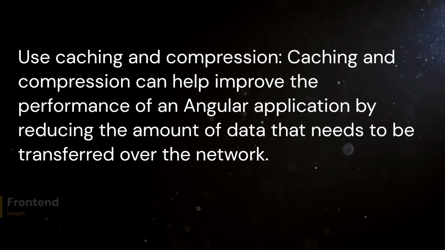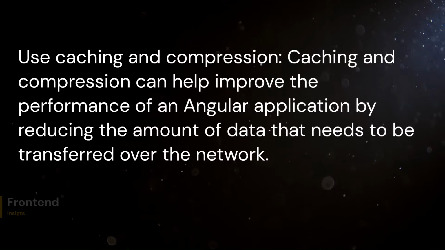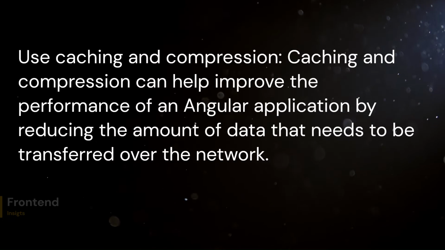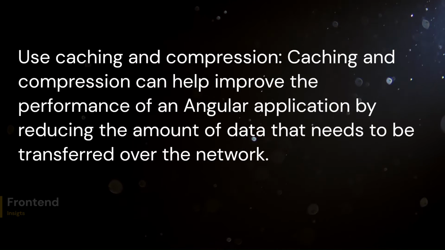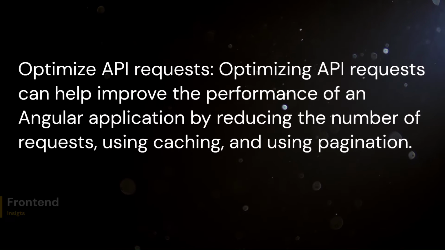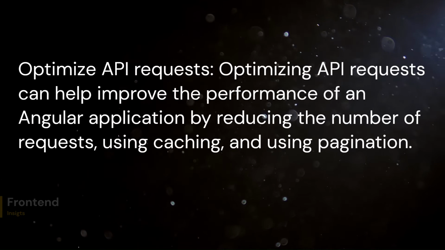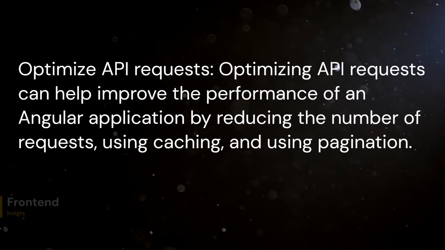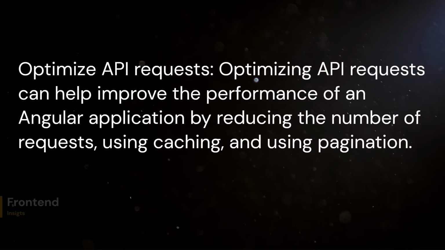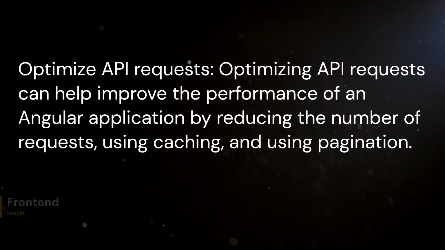Caching and compression can help improve the performance of an Angular application by reducing the amount of data that needs to be transferred over the network. Optimize API requests. Optimizing API requests can help improve the performance of an Angular application by reducing the number of requests, using caching, and using pagination.